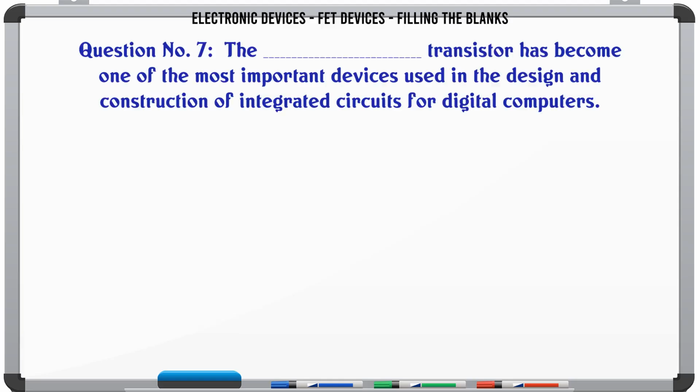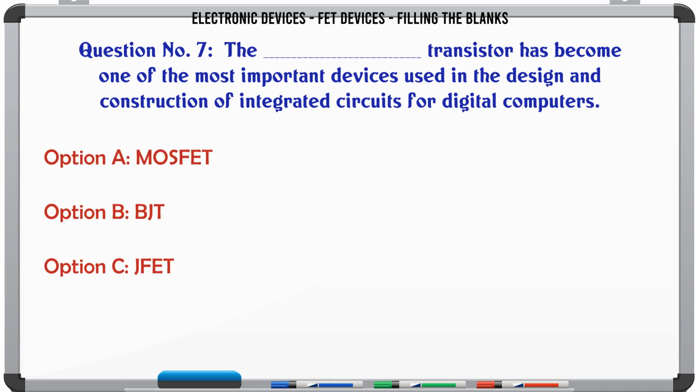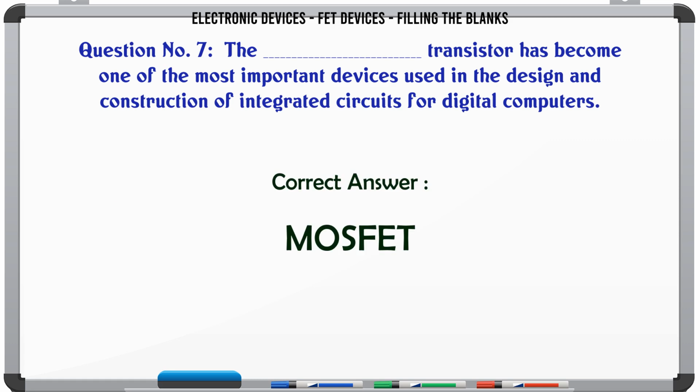The transistor has become one of the most important devices used in the design and construction of integrated circuits for digital computers. A. MOSFET. B. BJT. C. FET. D. None of the above. The correct answer is MOSFET.